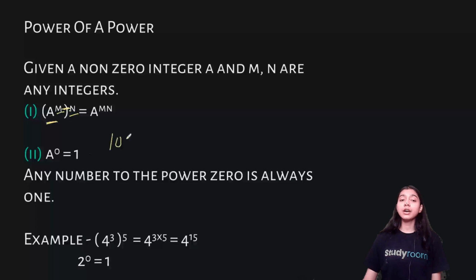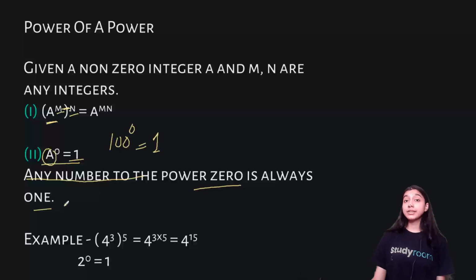Even if we have 100 to the power of 0, the answer will be 1. So here we have another law: if an exponent is there, so a to the power of 0, we get 1 as the answer. Any number which is raised to the power of 0 is always 1.